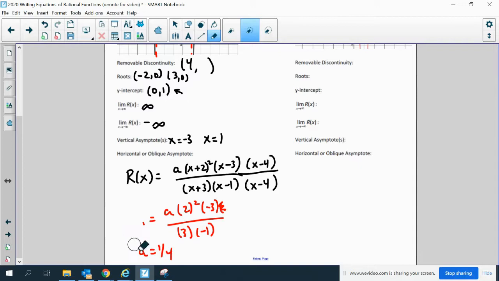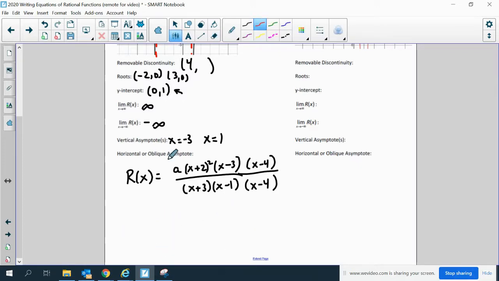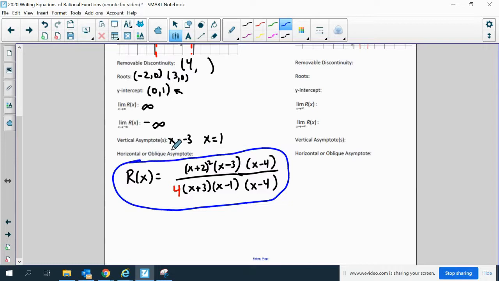So my value for the function, my a value here, is going to be 1/4. So this is my function. And then my job is to find the horizontal or oblique asymptote.